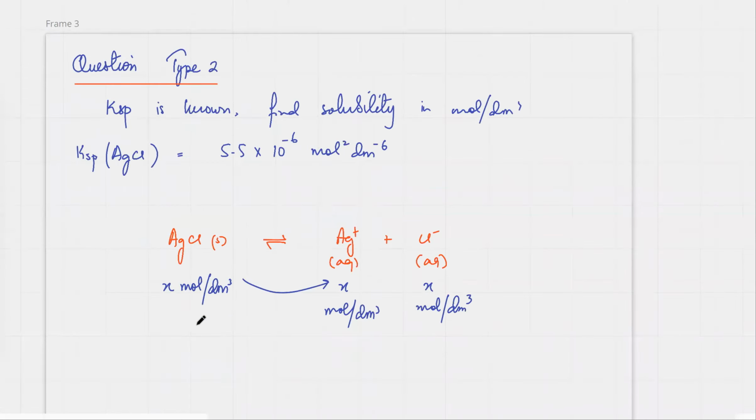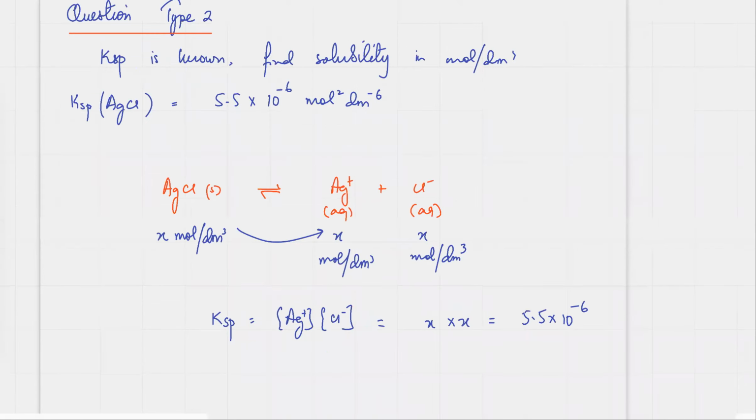Now I can write the expression for KSP. The KSP expression is product concentration, Ag plus concentration into Cl minus 1 concentration, divided by the reactant concentration, which is a solid, so you don't write that. So it's basically X mole per dm cube into X mole per dm cube. And we already have the answer. The KSP value is 5.5 times 10 power minus 6. X is the solubility, so it's X squared. So it's going to be 5.5 times 10 power minus 6 and the whole thing is going to be under rooted. So what do you get?